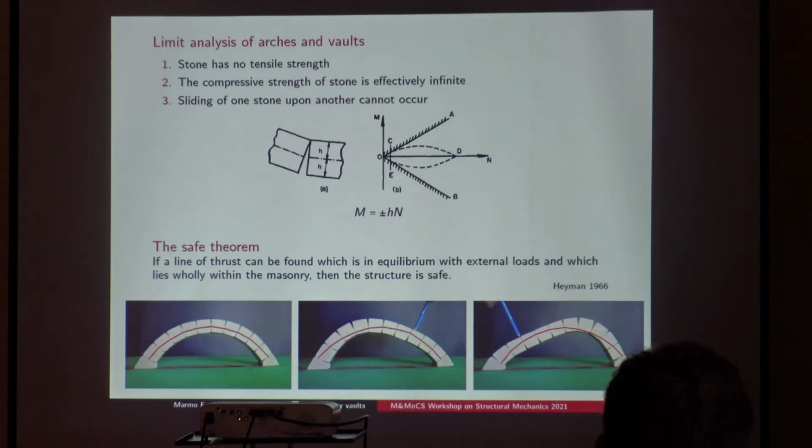And then we also are under the assumption that sliding between stones cannot occur. This also is not a safe assumption, but considering that usually the thickness of this structural element is very low, and with this small thickness, the axial force is usually within the cone of adhesion, according to Coulomb's model for adhesion.